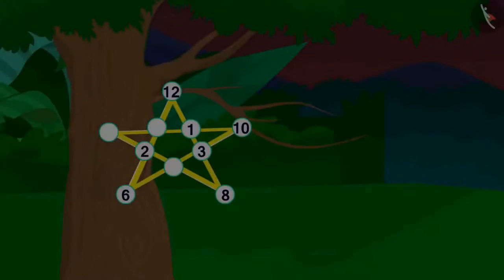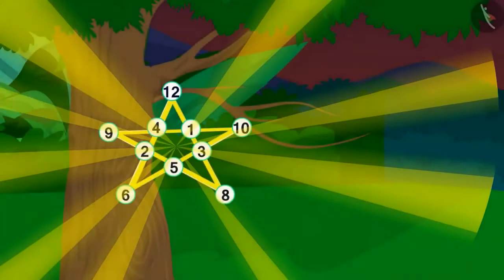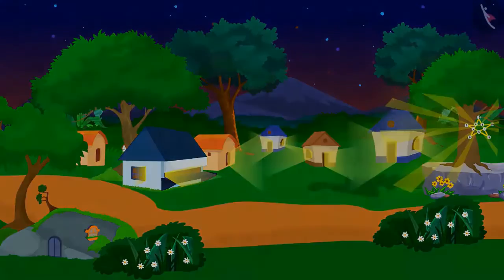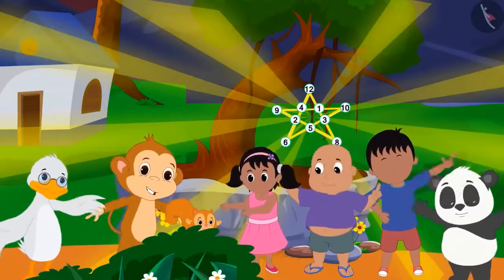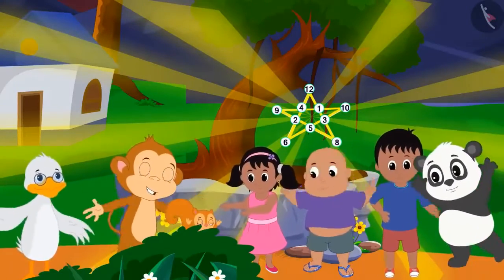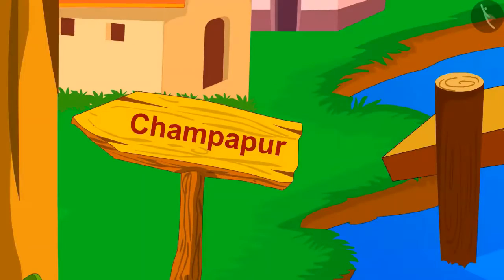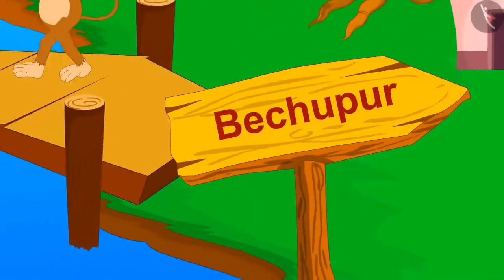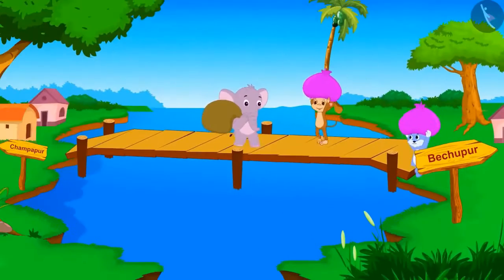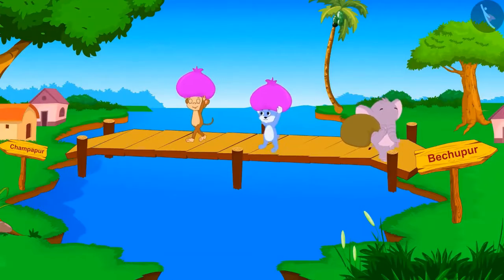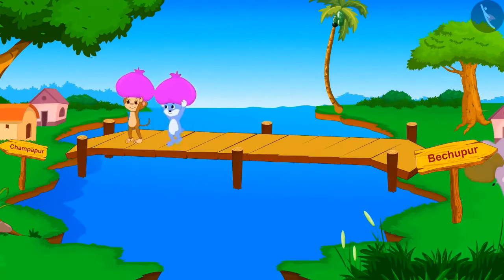As soon as the villagers filled the blanks of the star, light started coming out from the star and the electricity of the village resumed. All the villagers got excited and started dancing happily. There is a huge river between Champapur and Bechupur. Many villagers go to buy and sell goods from Champapur to Bechupur.